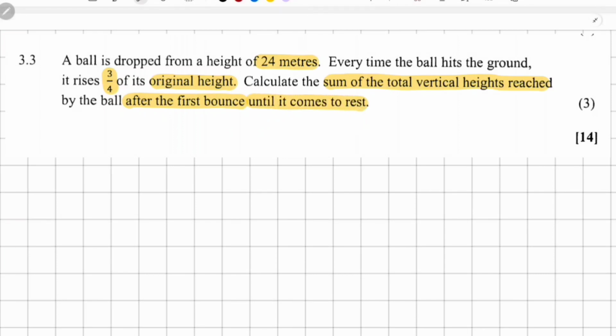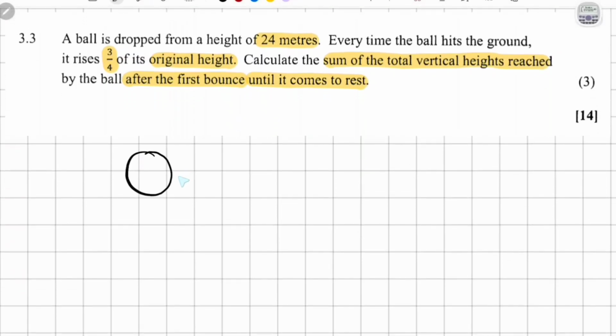Okay, so let's understand this question, and I'm just going to use a drawing to break it down. So we have this ball, and this ball is being dropped from a height of 24 meters. Now, every time the ball hits the ground, they say that it rises 3/4 of its original height. If it hits the ground, it rises 3/4 of whatever its original height was, which is the 24.